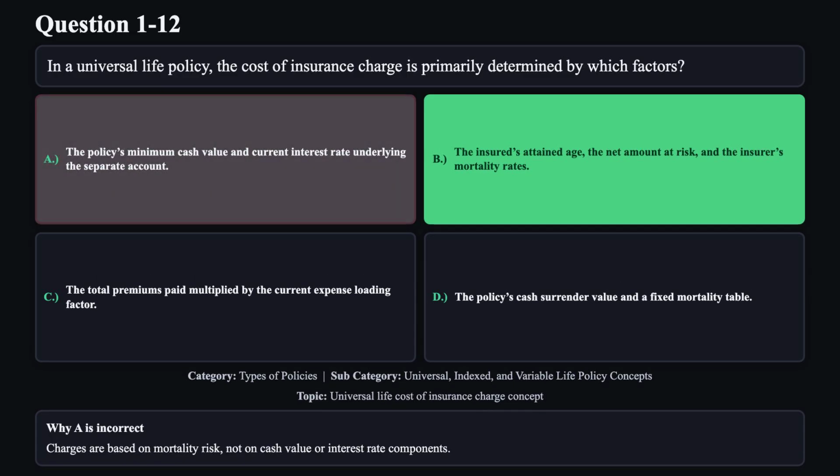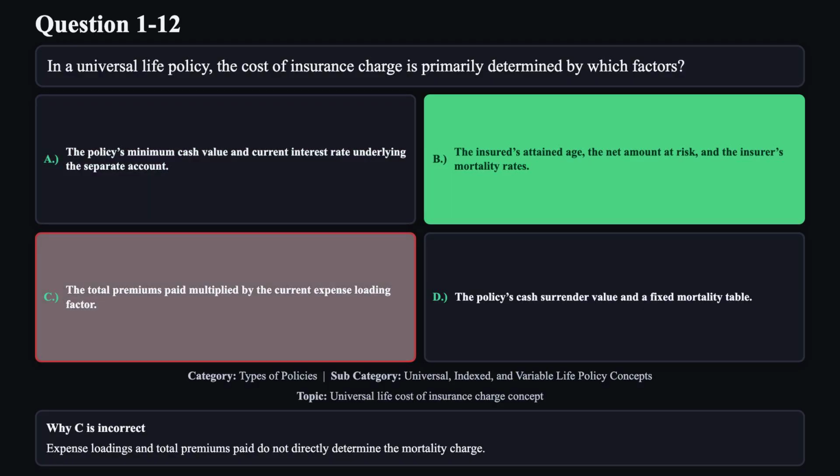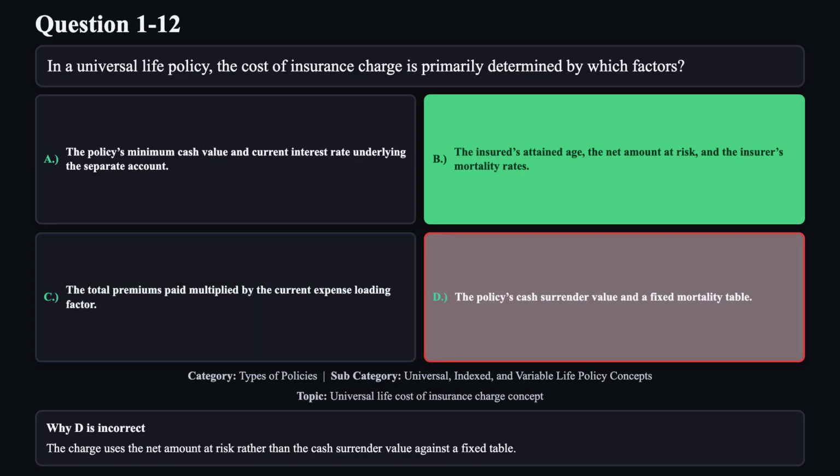Reason A is not correct. Charges are based on mortality risk, not on cash value or interest rate components. Reason C is not correct. Expense loadings and total premiums paid do not directly determine the mortality charge. Reason D is not correct. The charge uses the net amount at risk rather than the cash surrender value against a fixed table.